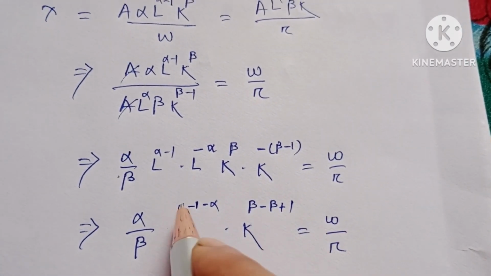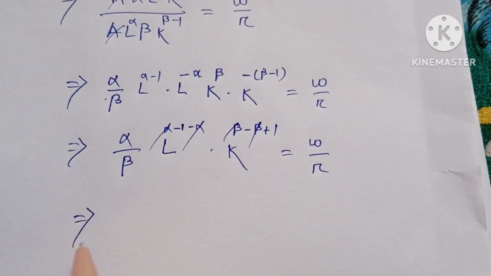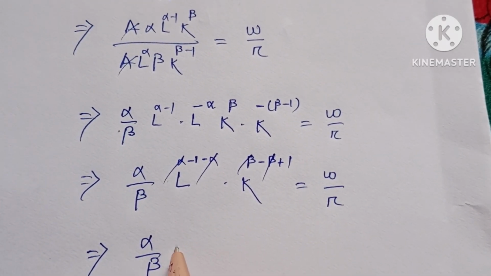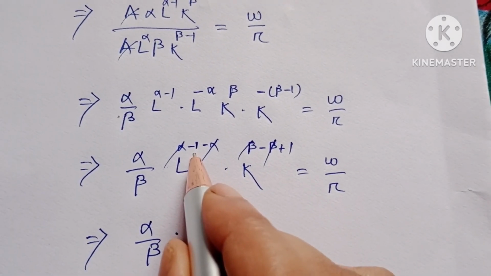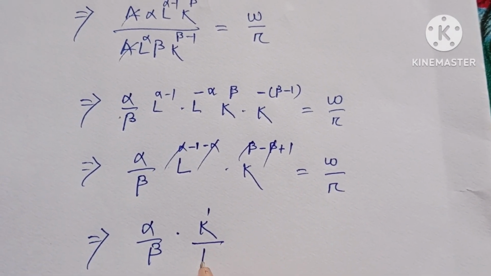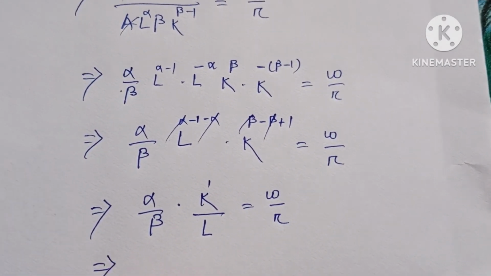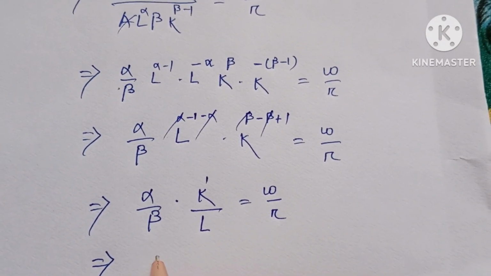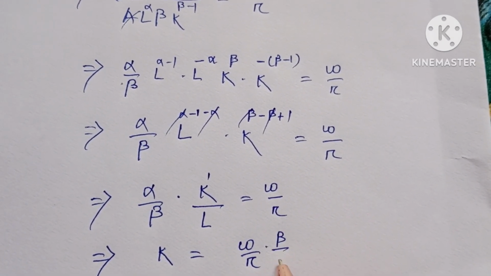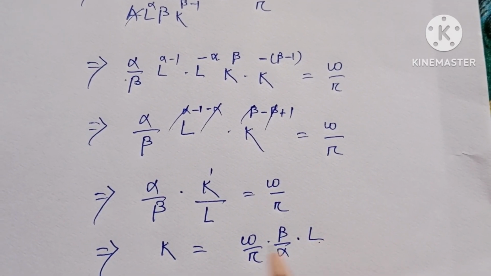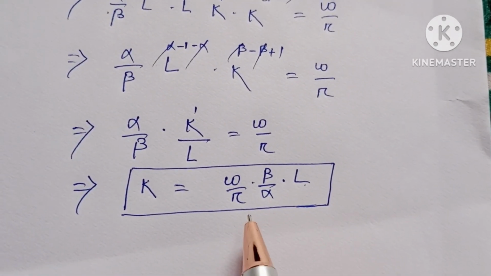This is equal to W by R. Now again solving this, alpha alpha cancelled, beta beta cancelled, the rest we can write as alpha by beta into K to the power 1 and L to the power minus 1. So we'll take the reciprocal of this, so this becomes K by L, and this is equal to W by R. Now again solving this for K, we get K is equal to W by R into beta by alpha into L. So by solving for K we get this value.